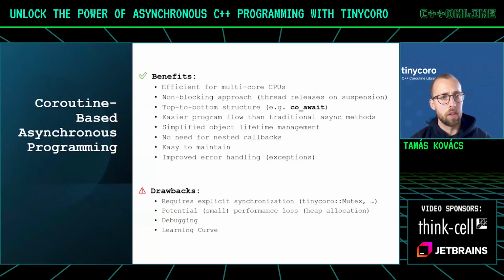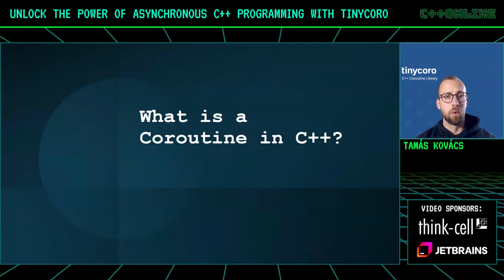The coroutine-based asynchronous programming in C++ does not have as big a literature as traditional async programming. So developers still need time to get used to those three keywords, and it will take a little bit of time. So, but what is a coroutine in C++?